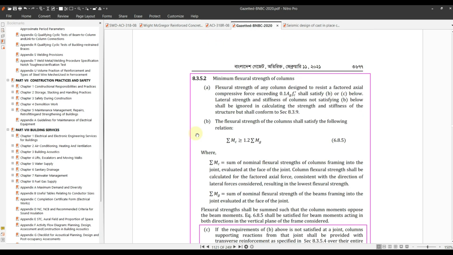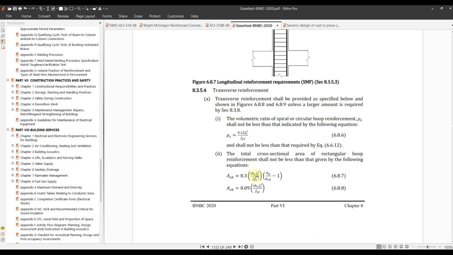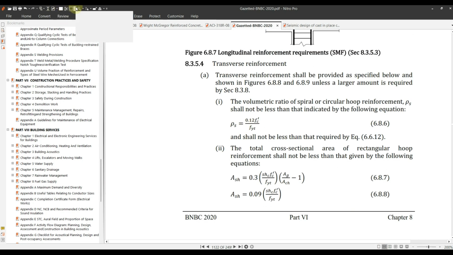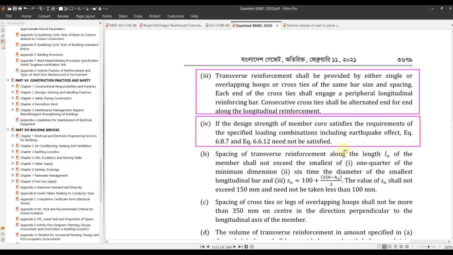18.7.5.4. This is a transverse reinforcement requirement, and there are two formulas, 0.3 and 0.09. In case of a shear wall, we said that this formula is not applicable for the boundary element, right? But if it is not a shear wall, rather if it is a wall pier, then you have to apply both these formulas and provide tie reinforcement or hoop reinforcement based on these two formulas. Also, for shear wall, 1/4 was not applicable, 1/3 was the applicable ratio, but 1/4 will be applicable for wall pier.